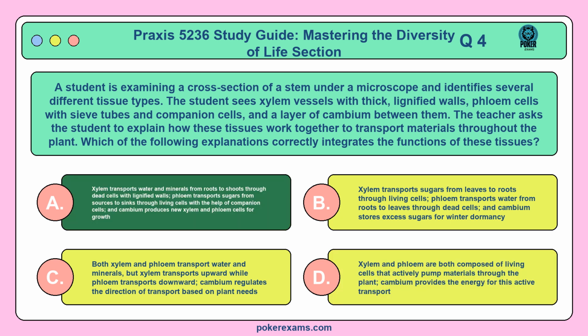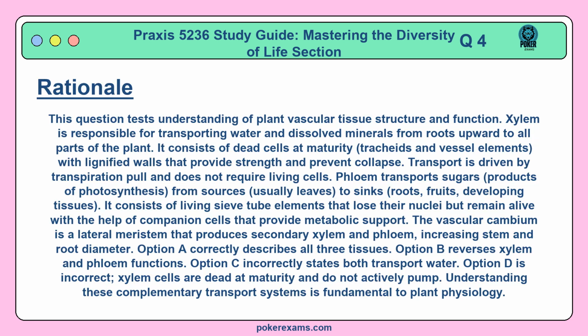The correct answer is A. This question tests understanding of plant vascular tissue structure and function. Xylem is responsible for transporting water and dissolved minerals from roots upward to all parts of the plant. It consists of dead cells at maturity, tracheids and vessel elements, with lignified walls that provide strength and prevent collapse. Transport is driven by transpiration pull and does not require living cells.